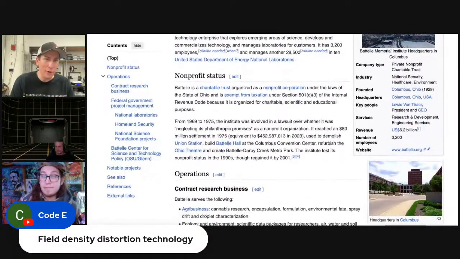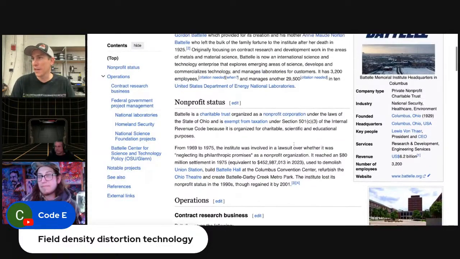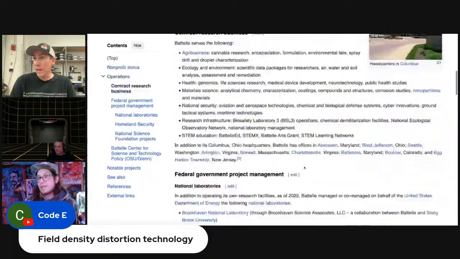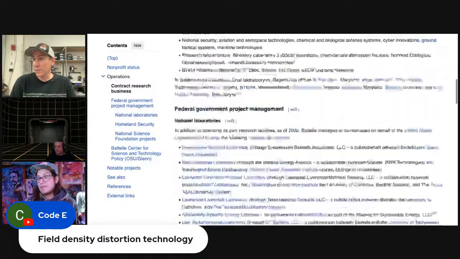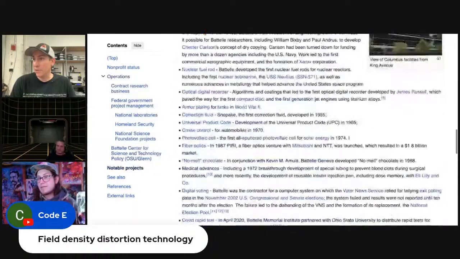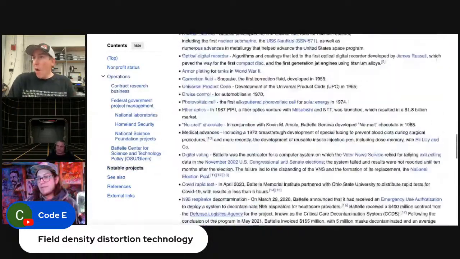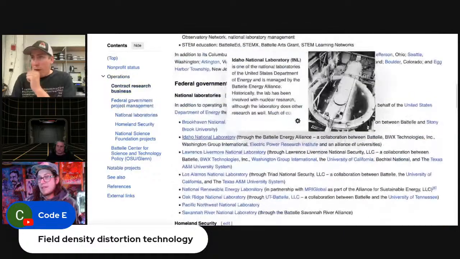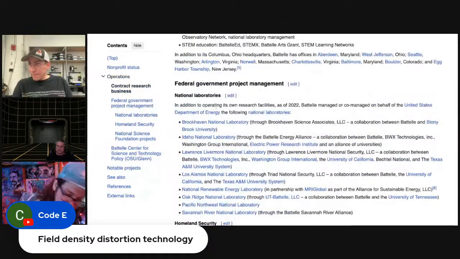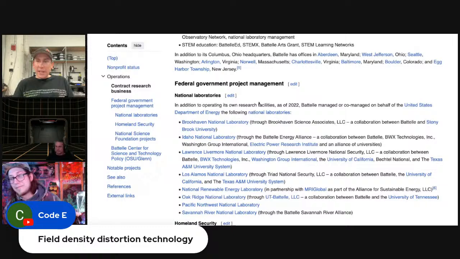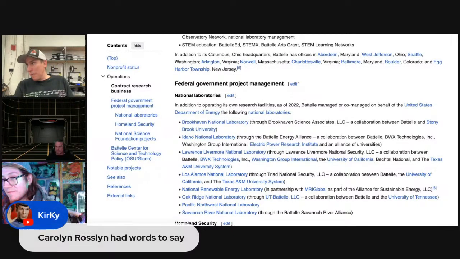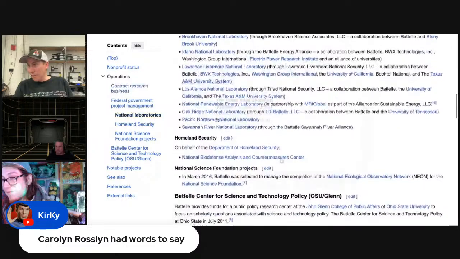That means you can't FOIA information. You can't file a FOIA and get information from Battelle on anything. Yet they manage all of our national labs. They have contracts to manage all of our national laboratories, which is just a crime in itself. Anything that gets invented at our national labs gets scooped up by these patent holding companies run by Battelle, and it never sees the light of day.